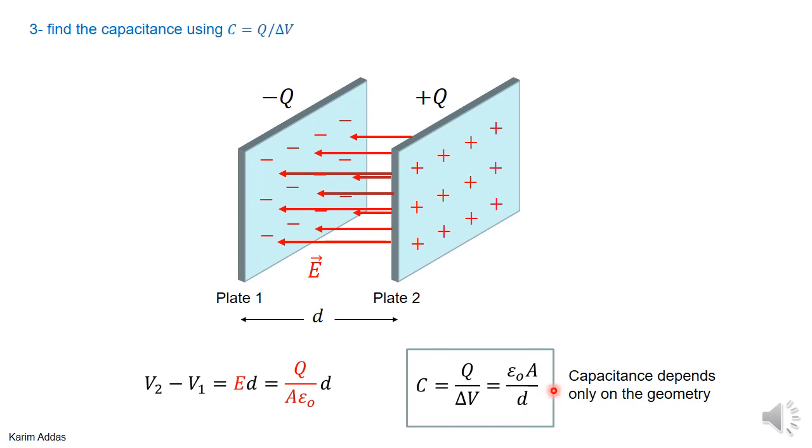And as we see here, the capacitance depends only on the geometry. It depends only on the area of the plates and the distance between the plates. It doesn't depend on the value of Q or delta V itself. The ratio always remains the same. Remember, if you go back to the first video on capacitance, no matter how much charge you put on the plates, the charge over potential difference will always be a constant. And this constant value depends only on the geometry. So if you keep the geometry fixed, then the capacitance has a certain value.